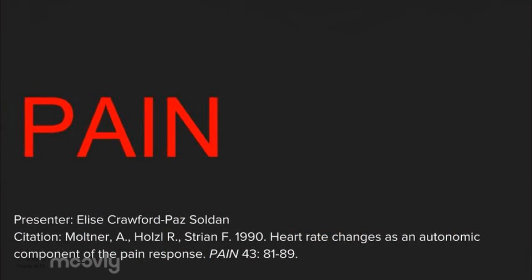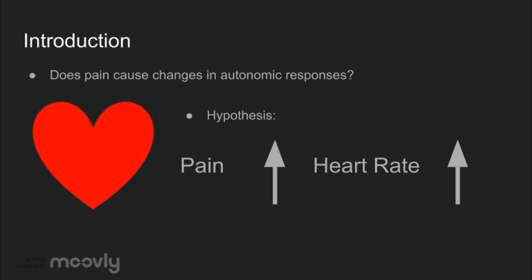An article by A. Moltner entitled Heart Rate Changes as an Autonomic Component of the Pain Response seeks to answer this question. This study asks, does pain cause changes in autonomic responses of the body? It is hypothesized that pain affects autonomic responses such as heart rate change. As pain stimuli increase, it is predicted that the autonomic response of heart rate will also increase.